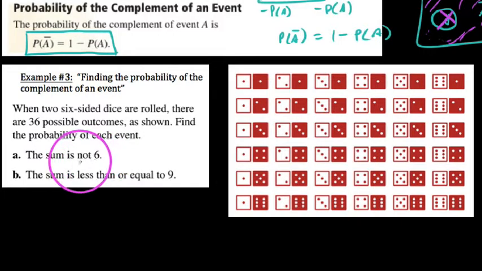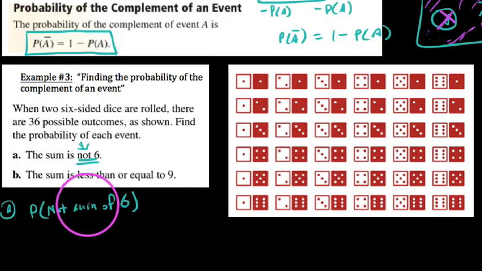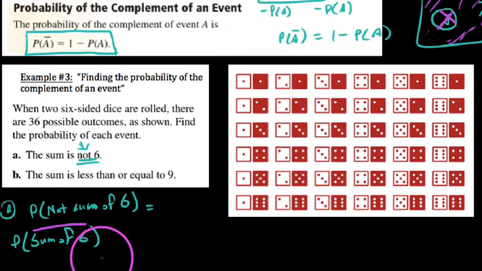So here are the probabilities we want to find. You'll notice that on this one here we start with the word not. We say the probability that the sum of the two dice is not 6. So for letter A here, let's write this out first symbolically, the probability that it is not a sum of 6. I'm going to write it this way, but I also want to write it this way. We say the probability that the sum of 6, and then we put a little bar over the top. Basically what this means is the complement of the sum of 6.